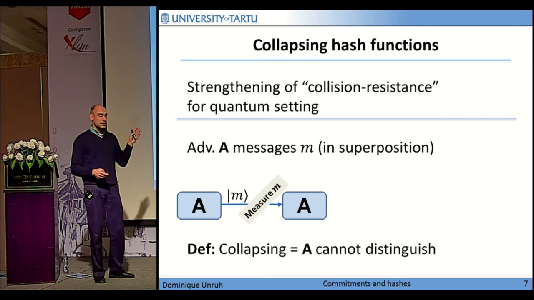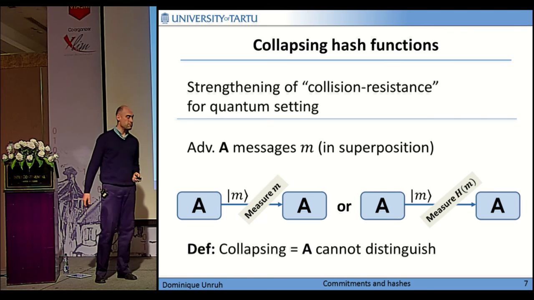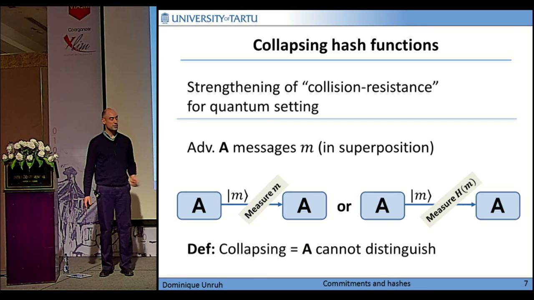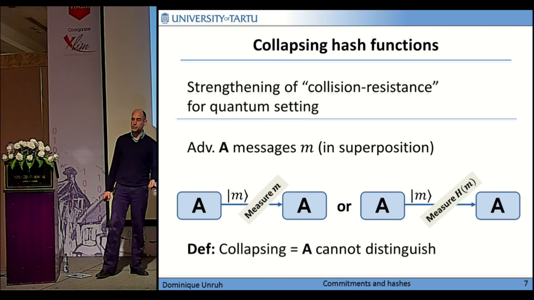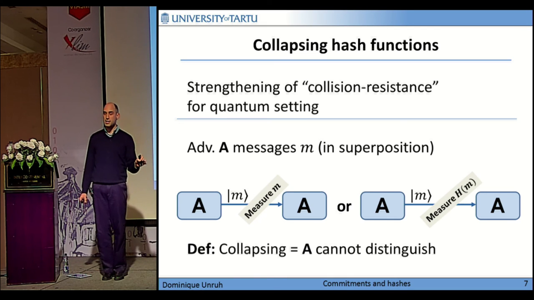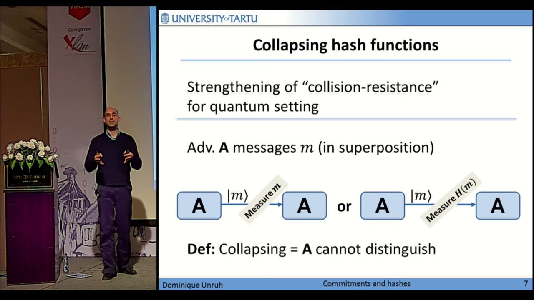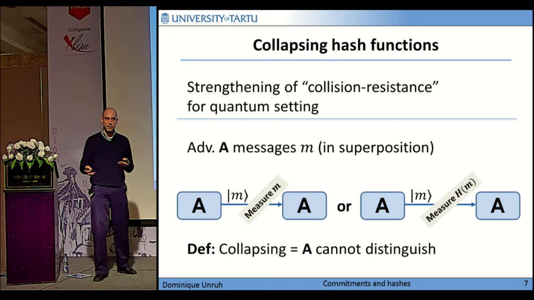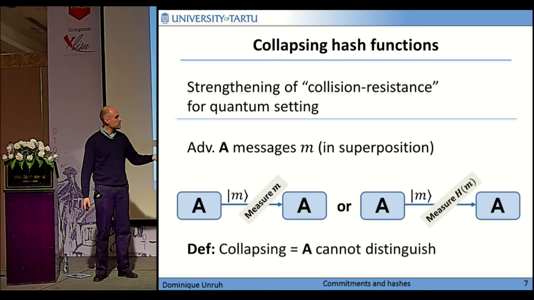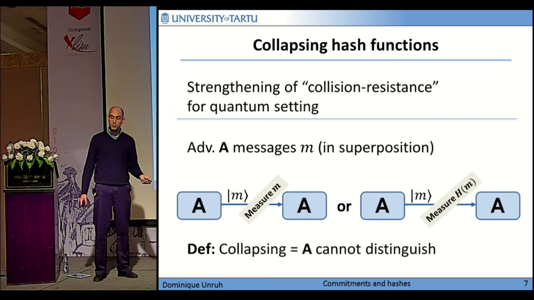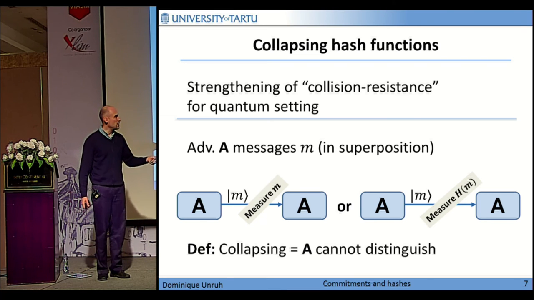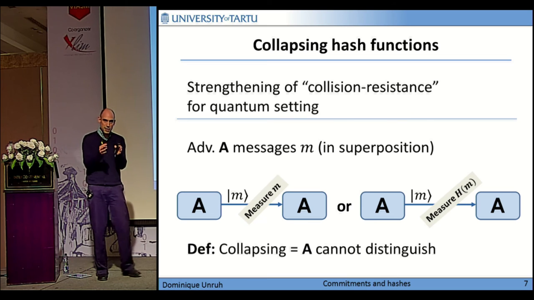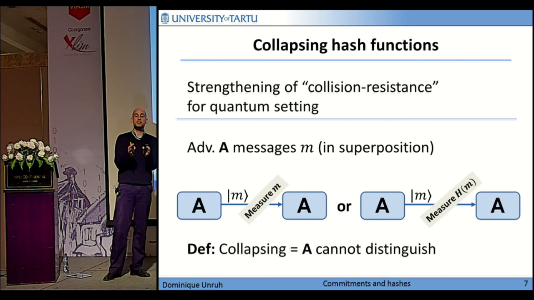And now this we contrast with the second game, where again the adversary produces the superposition of messages, but now instead of measuring which message he sends, we only measure the hash of the message. So we perform a measurement that takes less information about the quantum state. And that means that whatever the adversary gets back will be a superposition of several messages that all have the same hash that we have measured, because we have narrowed the superposition down to all messages that have the same hash.